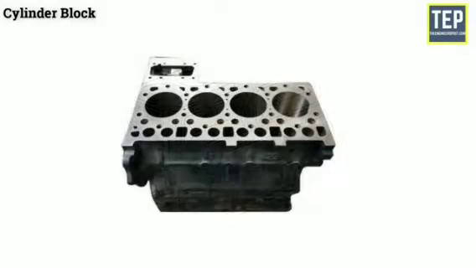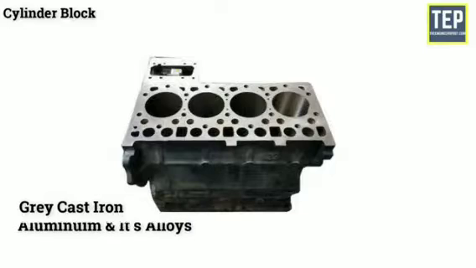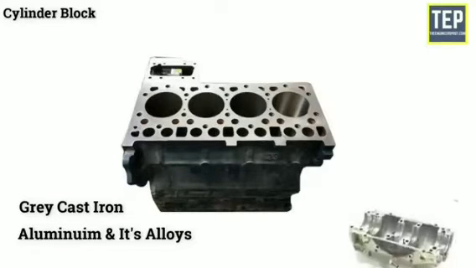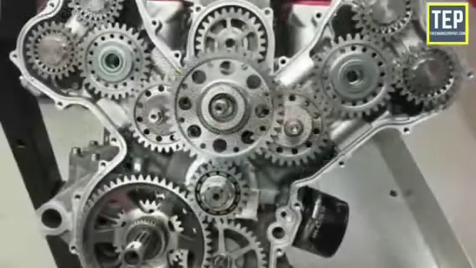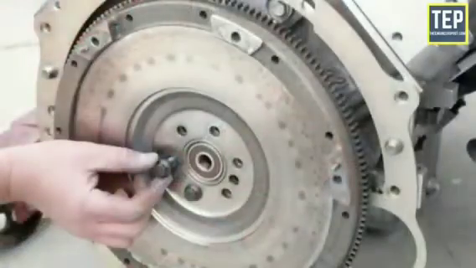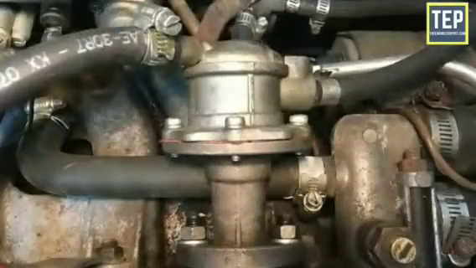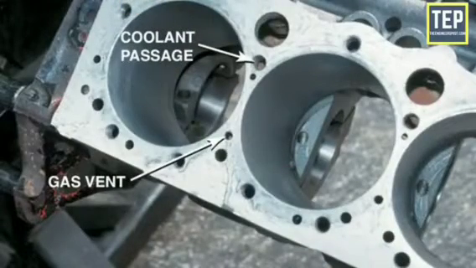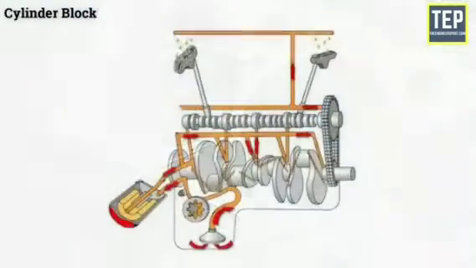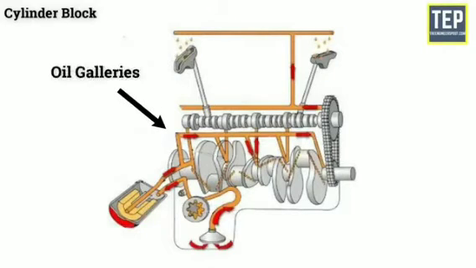The cylinder block is usually made of gray cast iron or aluminium and its alloys, while the crankcase is fixed to its bottom. Apart from these, other parts like timing gear, water pump, ignition distributor, flywheel, and fuel pump are also attached to it. Coolant passages are provided in the cylinder walls for the circulation of cooling water. The cylinder block also carries lubrication oil to various components through drilled passages that are called oil galleries.